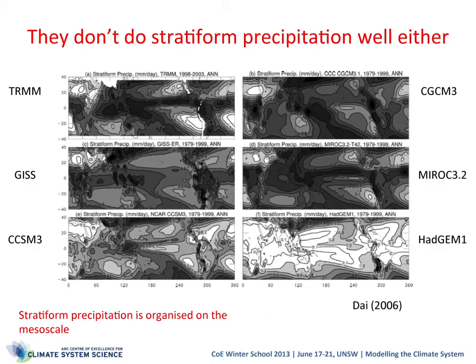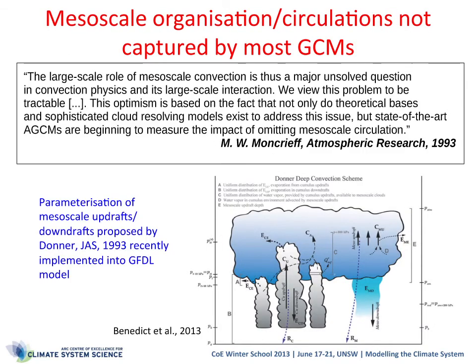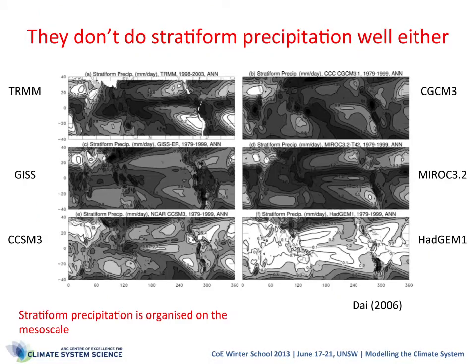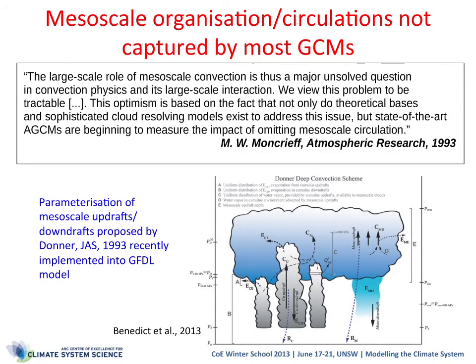They also don't do stratiform precipitation well. You've got observations on the left here by TRMM, and you've got all the different general circulation models. So you can see quite a spread in terms of the response compared to TRMM. And the reason for this, as offered by Mitch Moncrieff, is that GCMs don't resolve mesoscale convective organization really well.